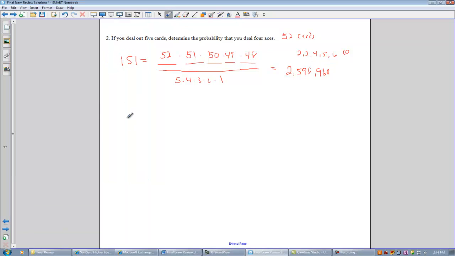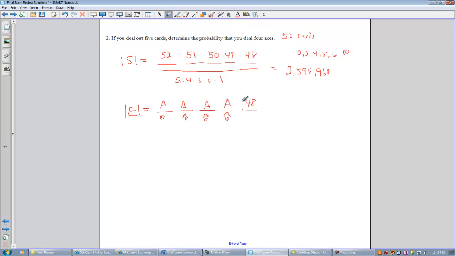And now I have to count the number of things in my event space. Now my event space is that you deal 4 aces. So the idea is I have 4 aces, and you can draw them: an ace of hearts, an ace of diamonds, an ace of clubs, and an ace of spades. And I have one other card. So how many cards could I put here? Well, there are 48, as I've already used 4.